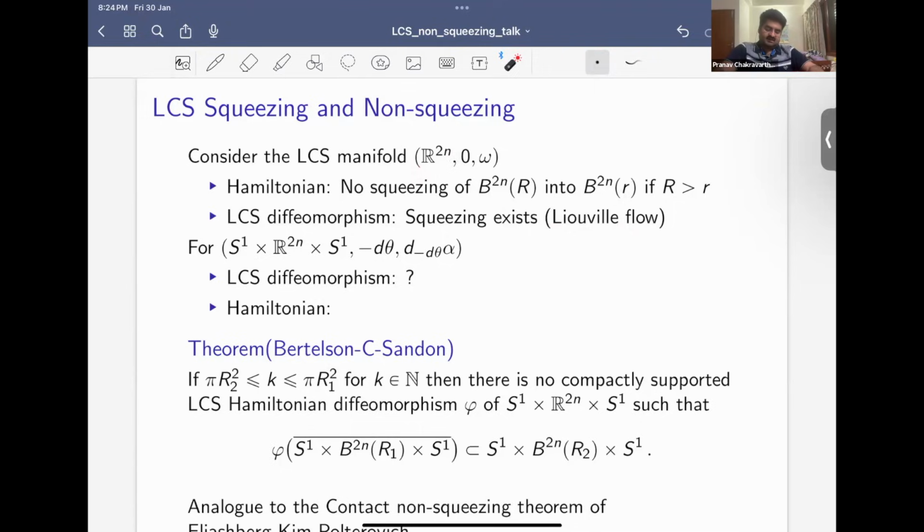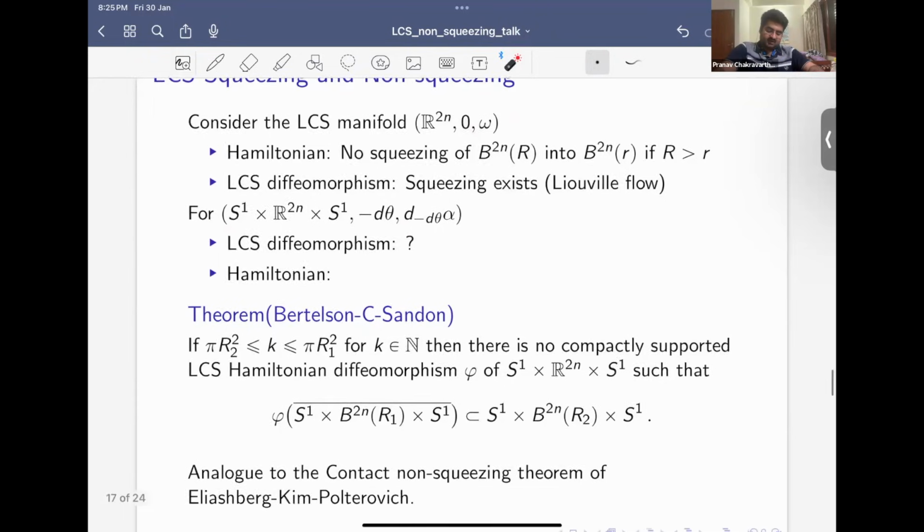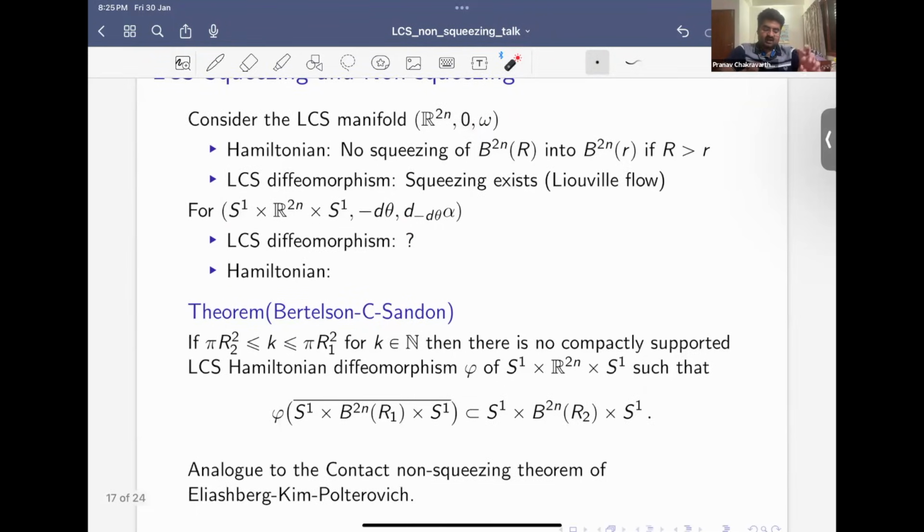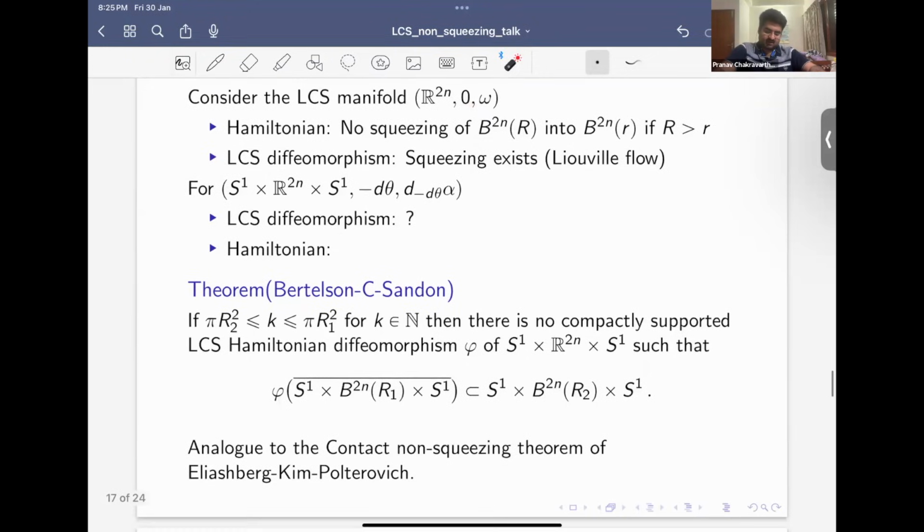So there is squeezing for R2n when thought of as an LCS manifold. However, if I look at S1 times R2n times S1, the conformal symplectization of S1 times R2n, then what we can show is there is no Hamiltonian squeezing. This is the analogous statement to Eliashberg-Polterovich Kim in the contact case.